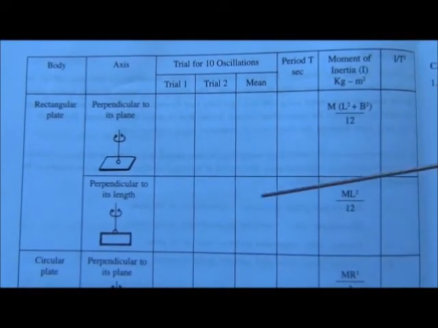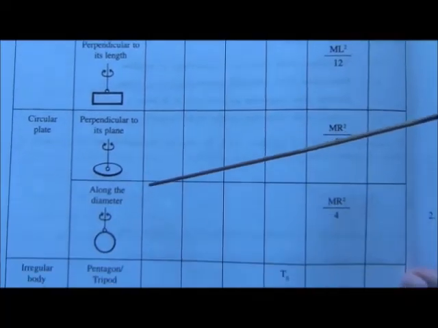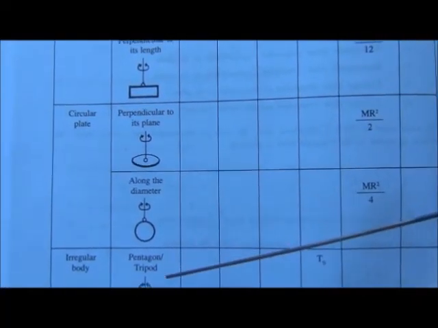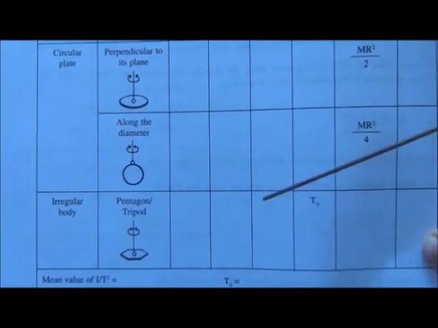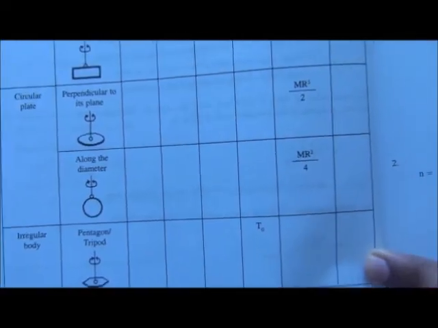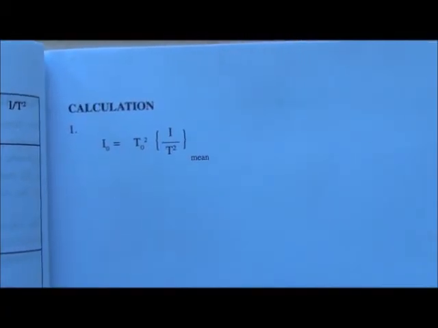Like this, we calculate for the rectangular plate and then the circular plate, and the average I by T square will be calculated. For the irregular body, only the time period is calculated, and then T naught is calculated, and after that, using the value of I by T square, I naught is calculated using the formula, and the rigidity modulus is calculated using the formula.